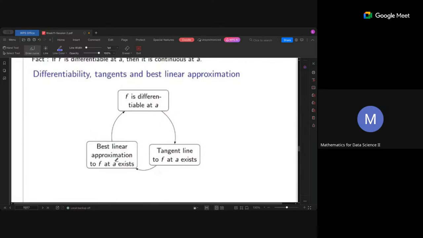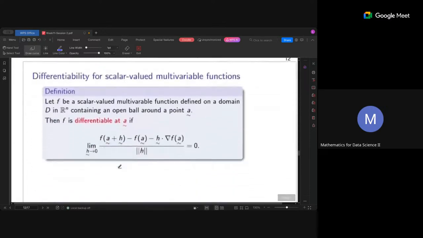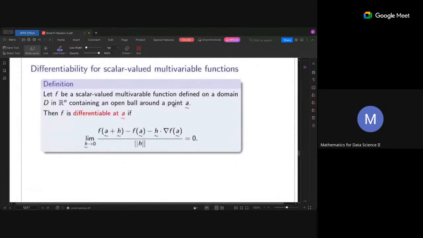They are not at all different even for multivariable functions. So the same is the case for one variable function as well. So the tangent for multivariable functions is exactly the same. Now, how do we get the differentiability for this multivariable function? How do we get this definition?